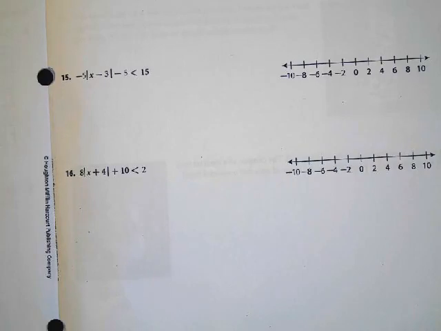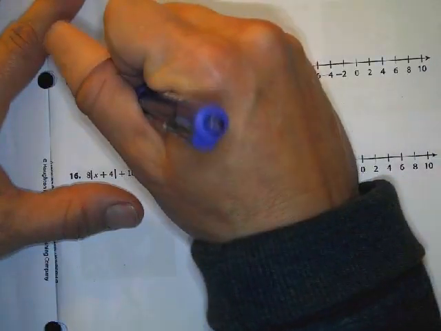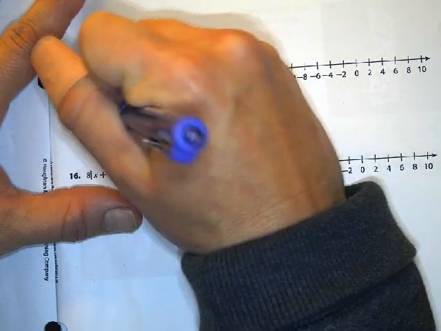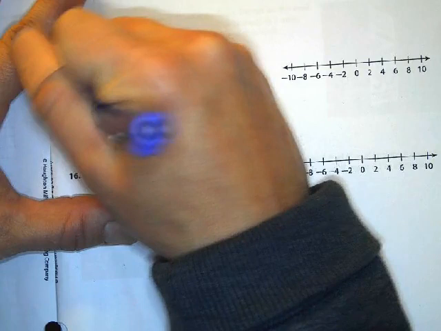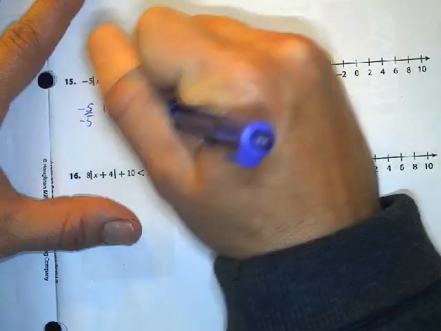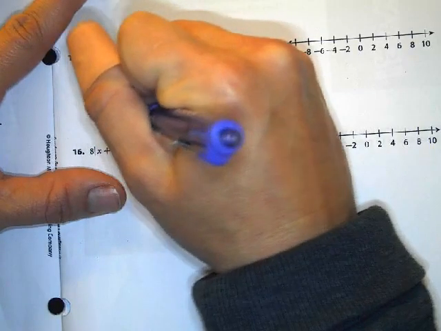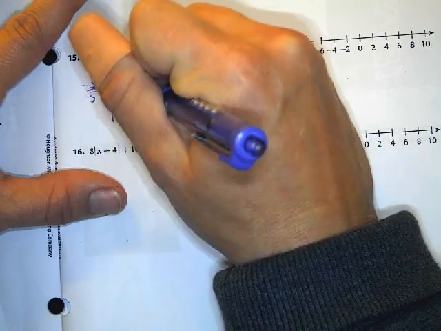15, what's our first algebra step? Add 5, then divide by negative 5. Okay, so 15 plus 5 is 20. Then we're going to divide by negative 5. How many of you wrote no solution? 1. Good job, Jada. Good job.